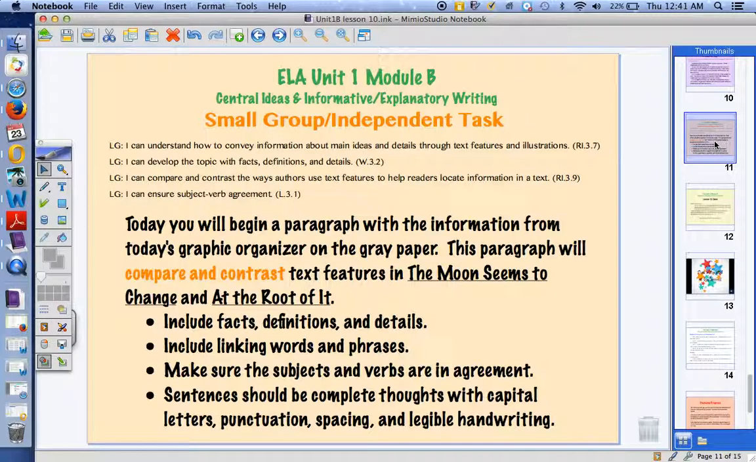So finally, during our small group and independent work time, you're going to begin a paragraph with the information from today's graphic organizer, the one on the gray paper. This paragraph will compare and contrast text features in The Moon Seems to Change and At the Root of It. Be sure to include your facts, definitions, and details. Make sure to include linking words and phrases. Check to make sure that your subjects and verbs are in agreement. And finally, your sentences should be complete thoughts with capital letters, punctuation, spacing, and make sure you have legible handwriting.